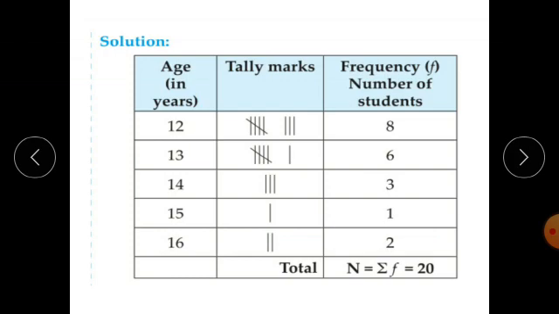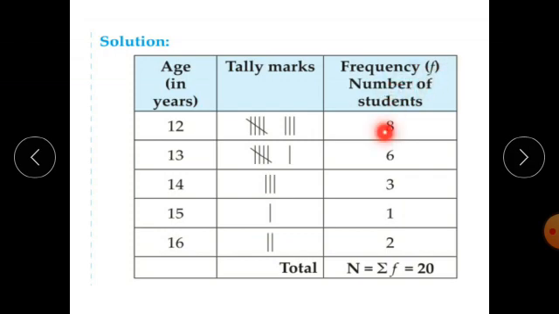Each of these numbers is the frequency of the corresponding score, and it is denoted by f.